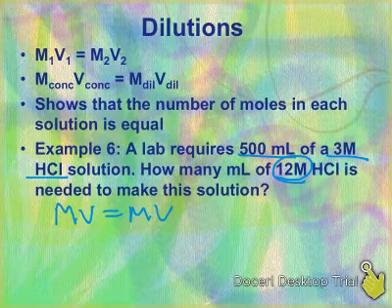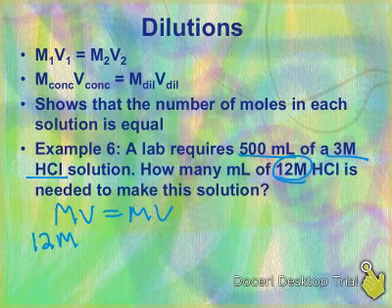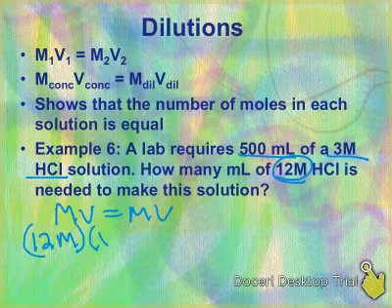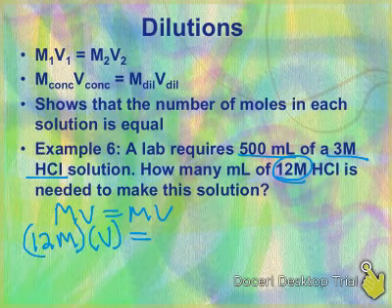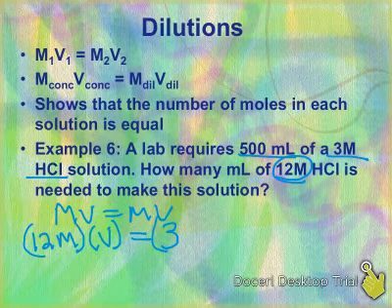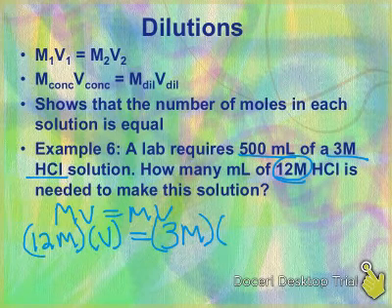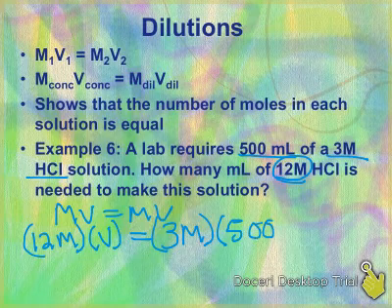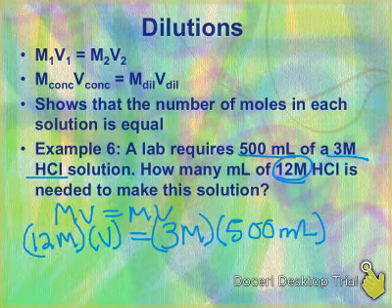Left. So I'm going to do 12 times my volume, because I don't know what that is, and that equals 3 molar times 500 milliliters, the solution we need to make. Well, we don't need 12 molar. I need 500 milliliters of my 3 molar. So I need to know how much of my 12 molar solution I'm going to dilute.